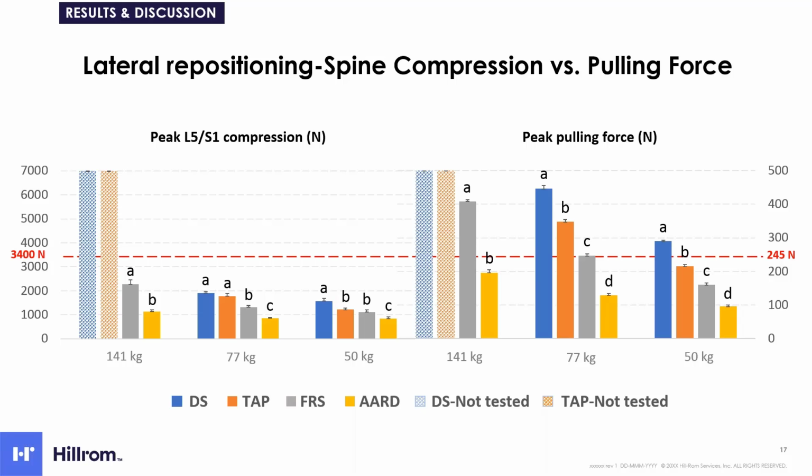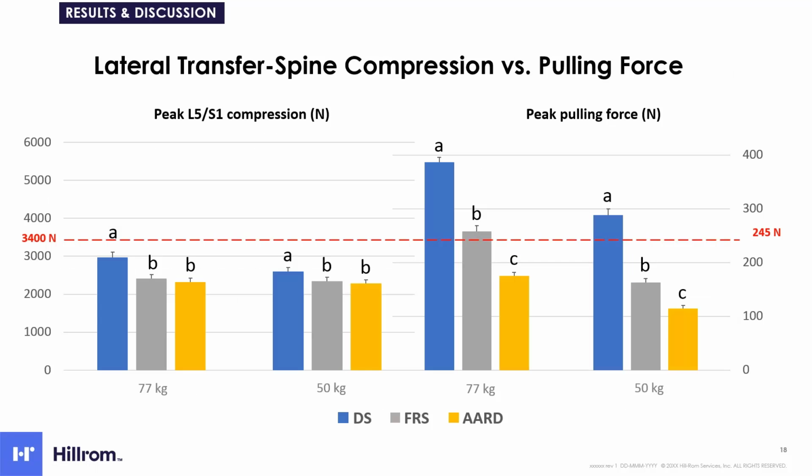Also, after aligning the injury thresholds, pulling force is consistently higher relative to the injury threshold than spine compression. For example, the averages of peak spine compression were below 3,400 newtons for all tested conditions. However, the peak pulling force exceeded 245 newtons in many conditions. We can see that here. Same thing here for lateral transfer.